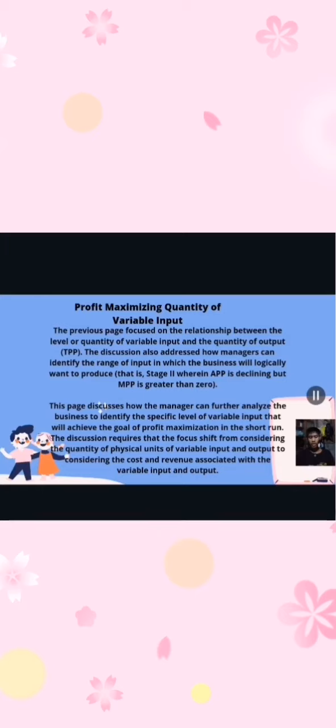This page discusses how the manager can further analyze the business to identify the specific level of variable input that will achieve the goal of profit maximization in the short run. The discussion requires that the focus shift from considering the quantity of physical units of variable input and output to considering the cost and revenue associated with the variable input and output.